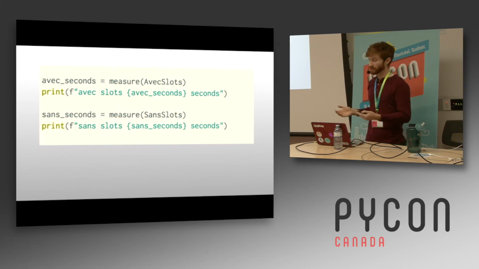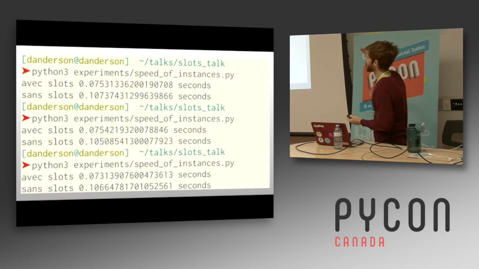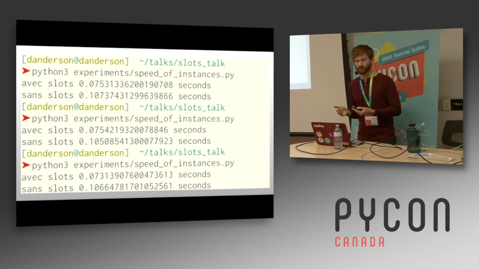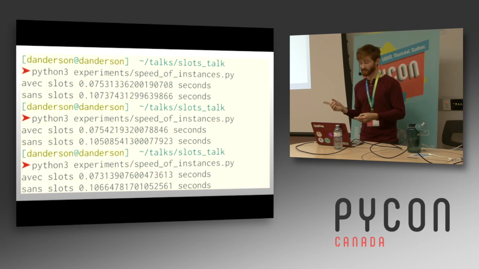We will run this again for our favorite classes of XSlots and SANSlots and print some results. The results are a little bit variable, so I ran this a few times. For slotted classes, accessing attributes 1,000,000 times took around 7/100ths of a second. For unslotted classes, accessing attributes 1,000,000 times took 1/10 of a second.